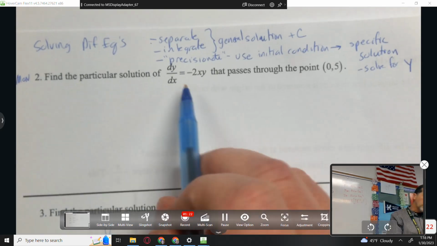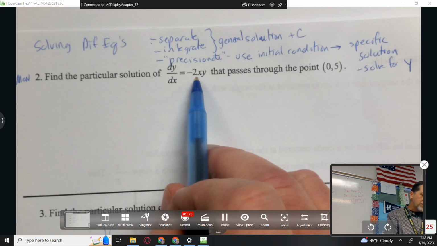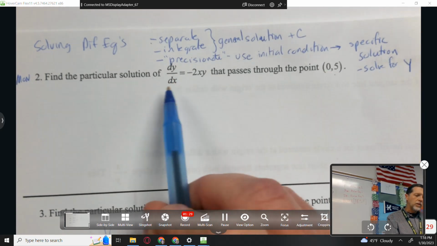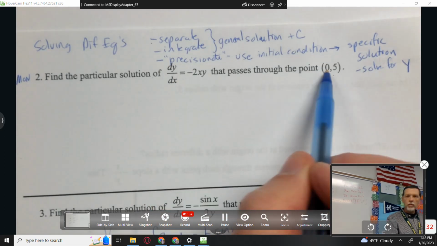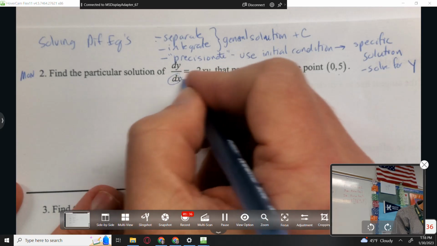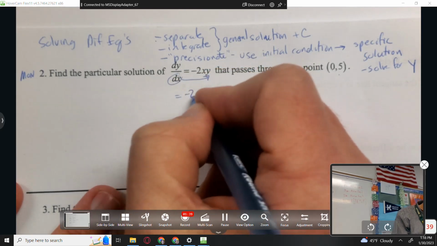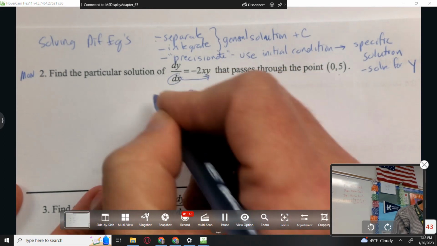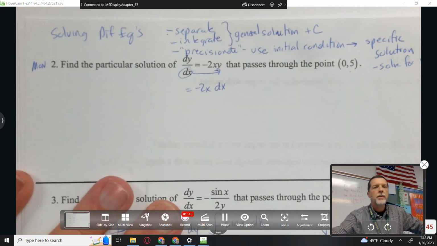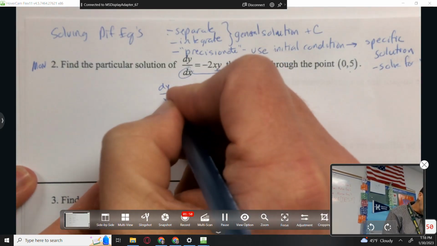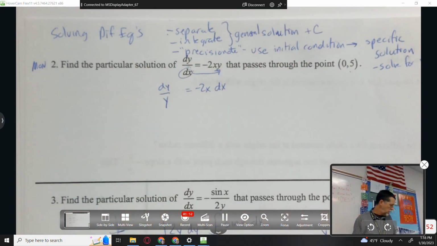Find the particular solution of dy dx equals negative 2xy through the point (0, 5). Okay, so separate, then we'll integrate, and then we'll use this point to find the specific solution. So move the dx over. When I move the y over, how do I move the y over? How does it get to the left-hand side? Divide. So dy over y on one side, negative 2x dx on the other side.